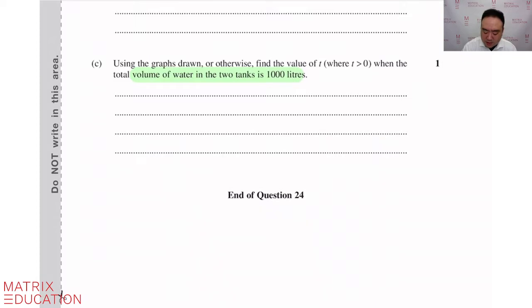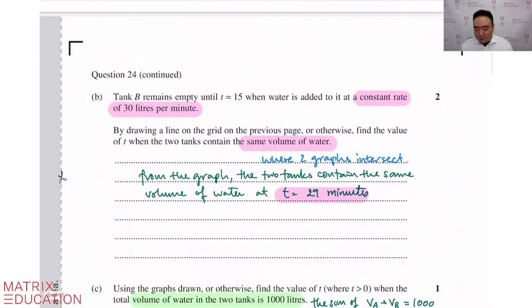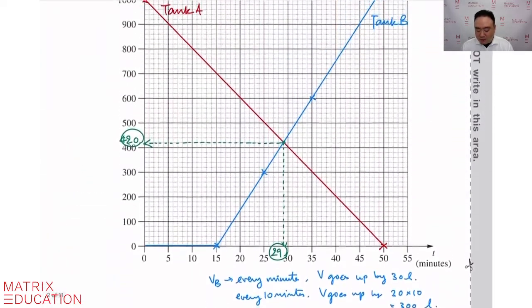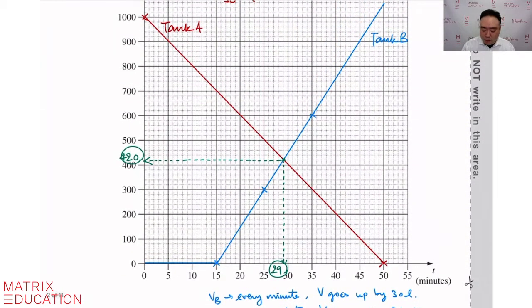That means the sum of VA plus VB equals 1,000. Now, for standard students, you can interpret from the graph, so you just screen through from left to right to see where you can add the volumes up to 1,000. How about we start here at the point of intersection? At the point of intersection, you have 420, that's when they add up to 840, right?